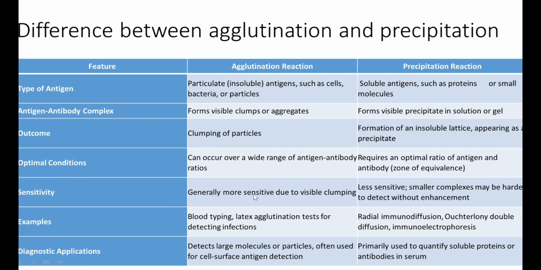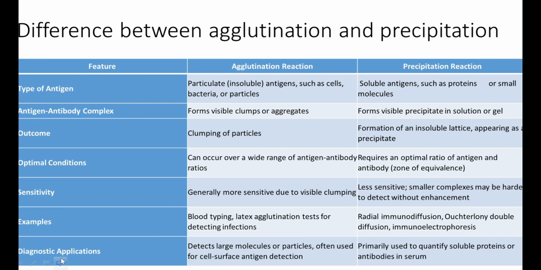Based on sensitivity, agglutination is more sensitive because there is visible clumping, but the precipitation reaction is less sensitive because the smaller complex may be harder to detect without enhancement. That's why the precipitation reaction is less sensitive. An example of an agglutination reaction is blood typing, but for the precipitation reaction, examples include radioimmunodiffusion.